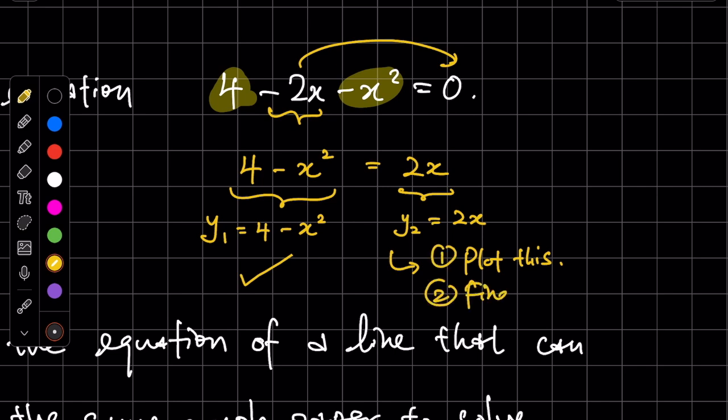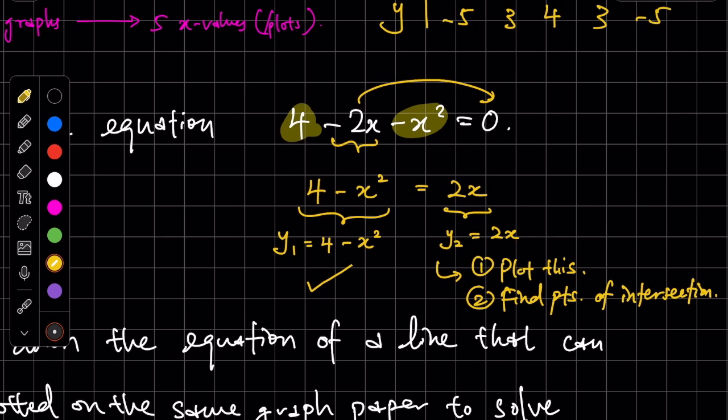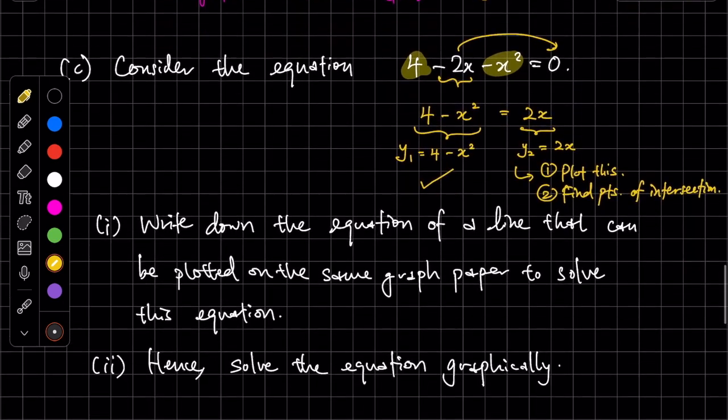Find points of intersection. And that's it. I'm done. Actually, this is not just part 1. This is part 2 also.